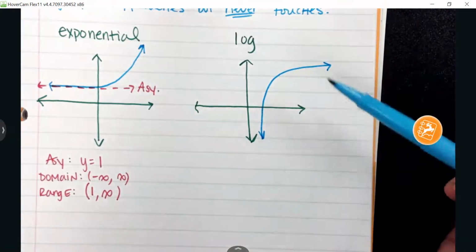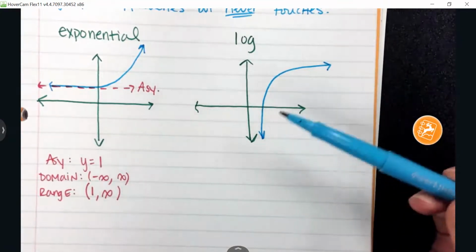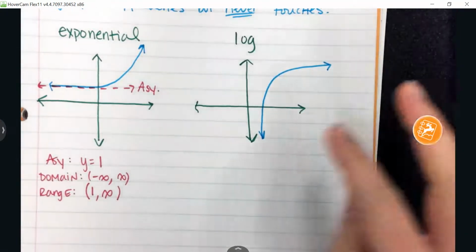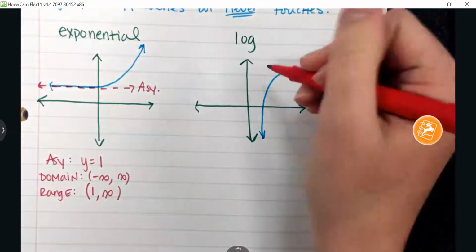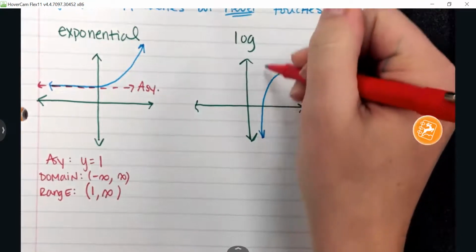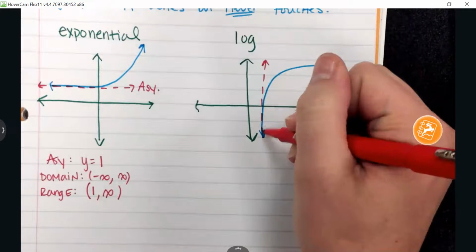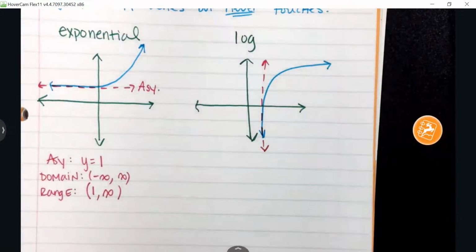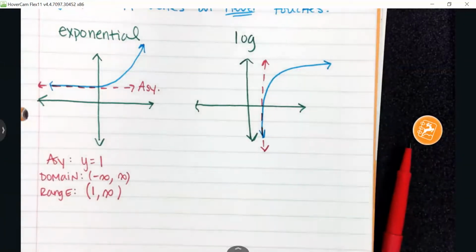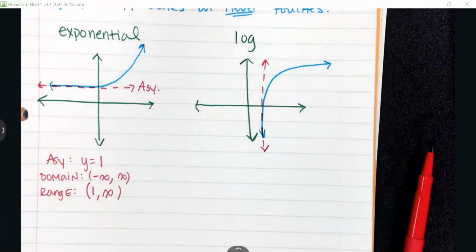Okay, so now I need my asymptote. For a log, my asymptote is at the straightest part, but the straightest part is up and down. So again, I can show you on here. Back to my graphs.